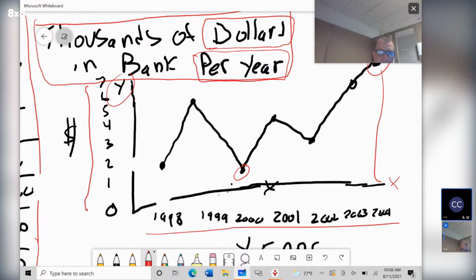Now we could reverse this. You can certainly put the years on the y-axis and the dollars down below. It would make the graph look a little bit different, but there's no rule saying you have to have the dollars on the y-axis and the years on the x-axis. We could reverse it and the graph would just look a little bit different, but the information would be exactly the same because you're not changing anything. You're just changing what you put on the x-axis and what you put on the y-axis.